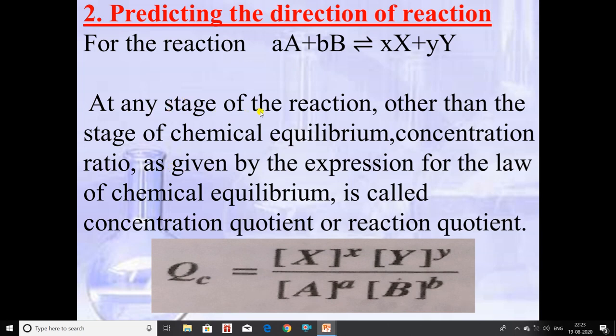At any stage of the reaction other than the stage of chemical equilibrium, the concentration ratio as given by the expression for the law of chemical equilibrium is called the concentration quotient or reaction quotient. Keep in mind that this ratio is for stages other than chemical equilibrium. When we write the value Kc, that is at the equilibrium point when the reaction is in equilibrium, and the value of Qc is when the reaction is not in equilibrium.